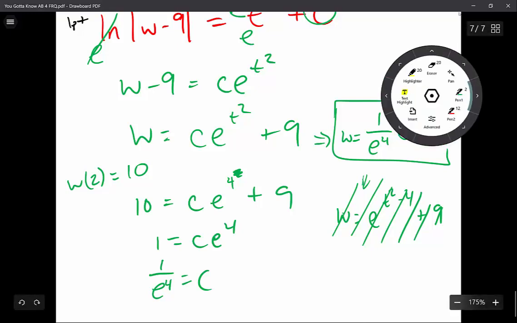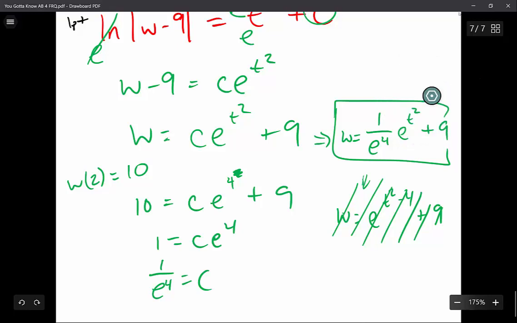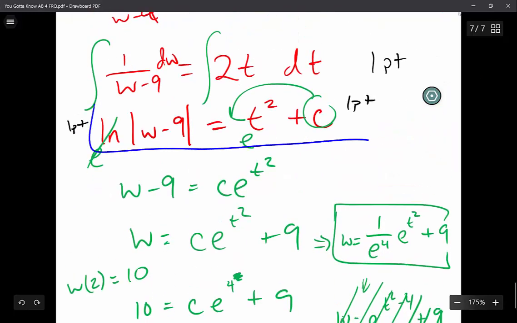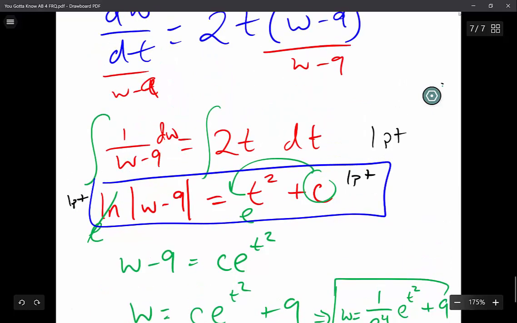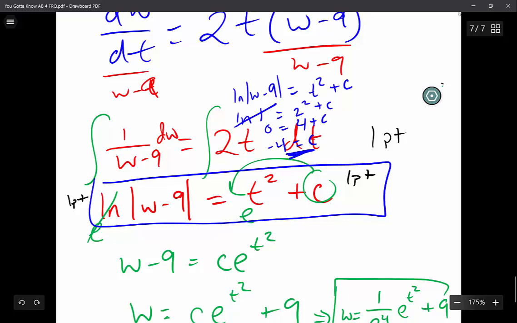The other thing is, if you've been watching the AP videos, a lot of times what they'll do is, way up here in this step that I had in red, they'll plug it in. So ln of W minus 9 equals T squared plus C. You can plug in your initial condition here and get ln of 10 minus 9, which is 1, equals 2 squared plus C. Ln of 1 goes to 0. You get 4 plus C, and so you get negative 4 equals C. A lot of times it's actually easier to plug in up here, so it's not a bad idea, because a lot of times it's an easier answer.